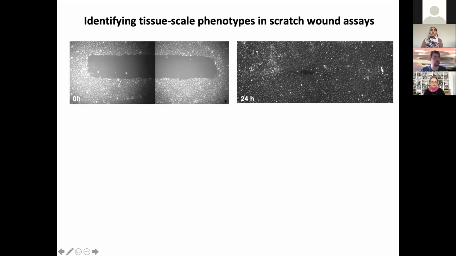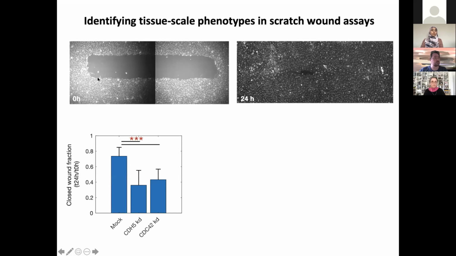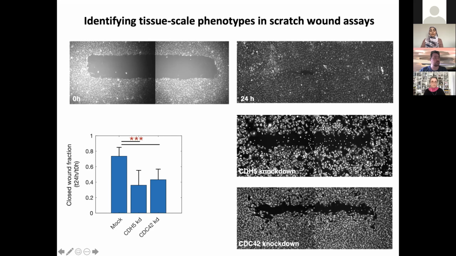When biologists do these experiments, which is a widely used tool, they only look at how much the wound closes. For example, for this control condition, we have a certain closure of the wound. However, after knocking down genes involved in motility, like CDH5 and CDC42, we observe a significant reduction in how much the wound closes. This reflects that they have a role in motility. However, if we look at the effect of these knockdowns, we see that they actually have very different effects on the cell organization, on the morphologies, etc.